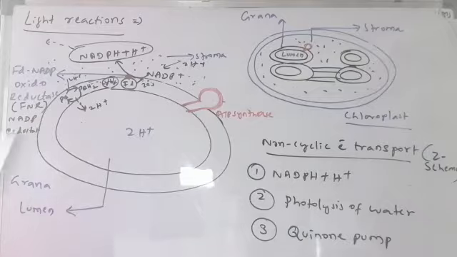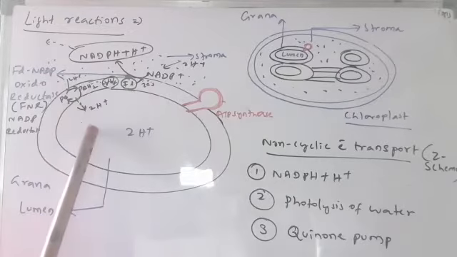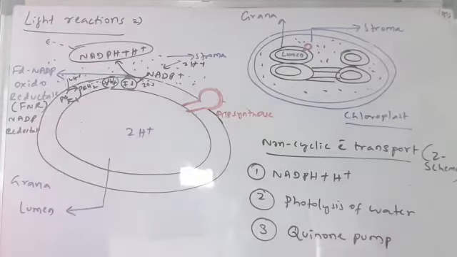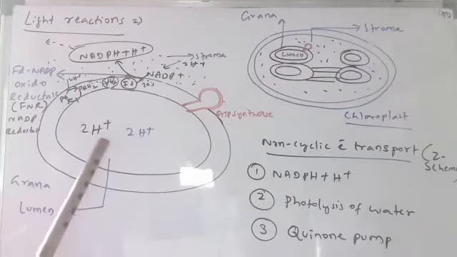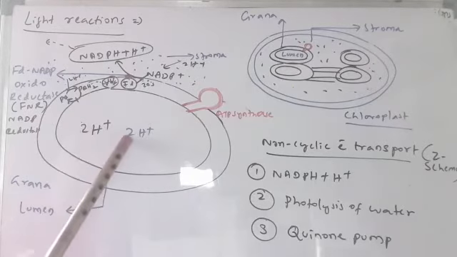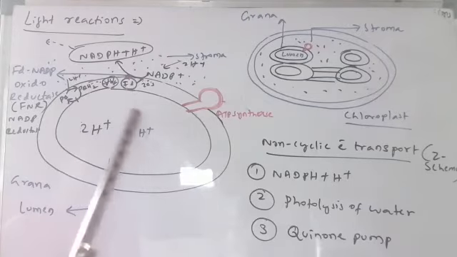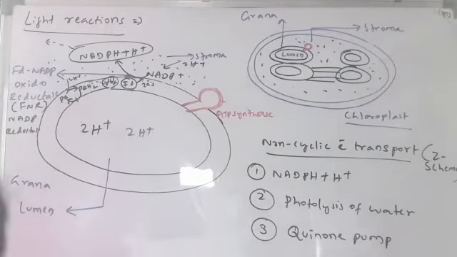Because of this quinone cycle, this is known as a pump, because it is pumping protons from the stroma to the lumen, so the protons get accumulated. So for every 2 photons transferred from photosystem 2 and photosystem 1, one water molecule has split, 2 protons accumulated because of photolysis of water, and 2 protons accumulated because of the PQ cycle, and as a result 4 protons have accumulated in the lumen. Now this is the situation.